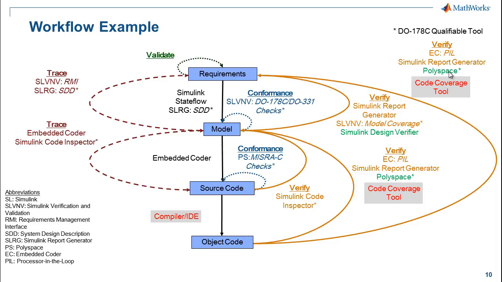So the MathWorks has actually updated our DO qual kit to perfectly handle the fact that Polyspace can be qualified as a Class 2 tool. Now the rest of the tools that you see in here that have asterisks, these are also part of the DO qual kit, and these can be qualified using the qual kit as Class 3 tools.